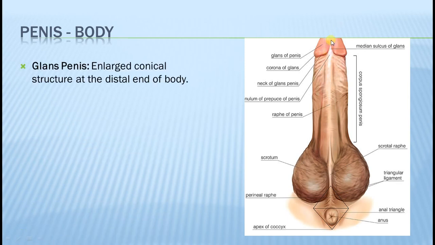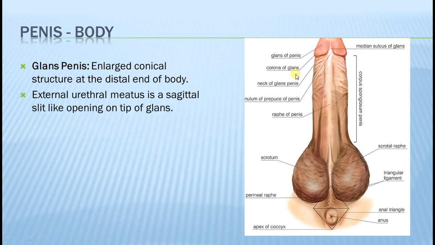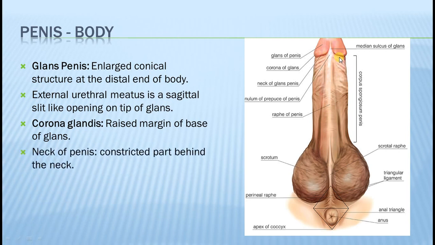The elongated conical structure is called the glans penis, and near the base of that cone, that raised margin is called the corona glandis. Beyond that, this constriction is the neck of the penis, the constricted part behind the corona glandis. I have written behind the neck, sorry, that is a small mistake. The prepuce has preputial glands, which produce a specific odor, and their secretions are called smegma.